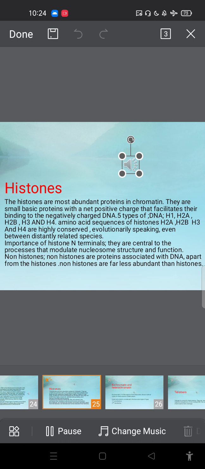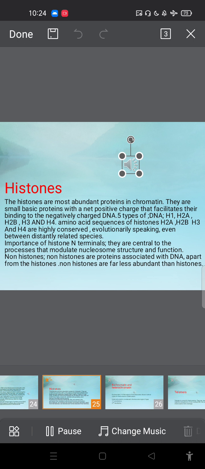Next one is histones. The histones are the most abundant proteins in chromatin. They are small basic proteins with a net positive charge that facilitates their binding to the negatively charged DNA. Five types of histones: H1, H2A, H2B, H3 and H4.